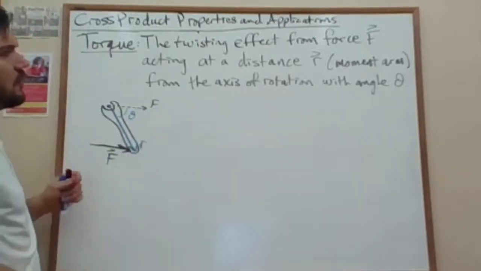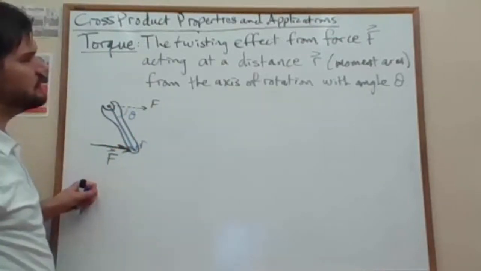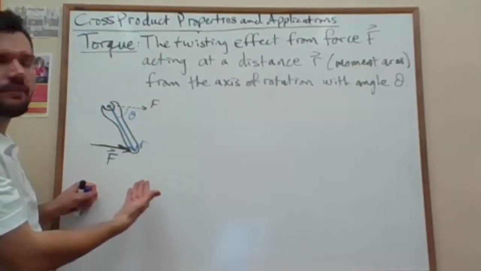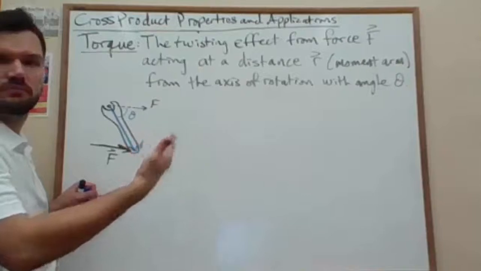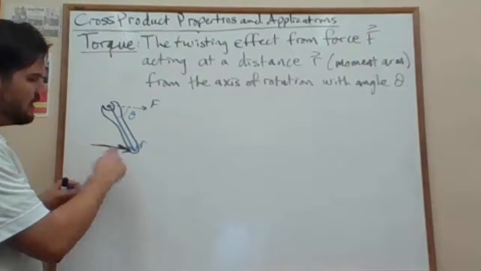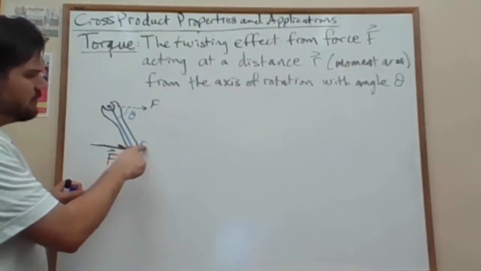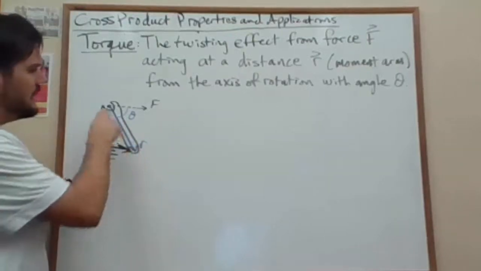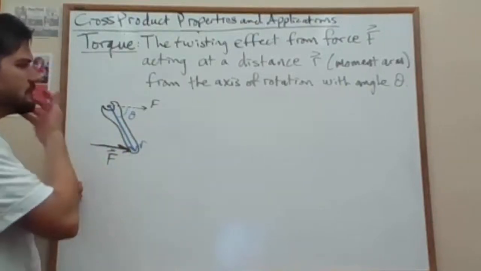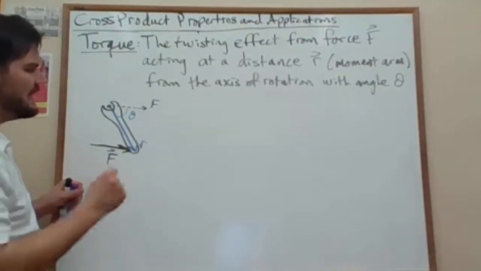Let's say we have a bolt and a wrench over that bolt. The wrench provides the distance from the axis of rotation. We're going to apply a force to that wrench to either tighten or loosen that bolt. So right now the force is being applied at the handle or near enough, and the radius or moment arm is the point on that wrench where we're applying the force. The angle theta is the angle between r and F.